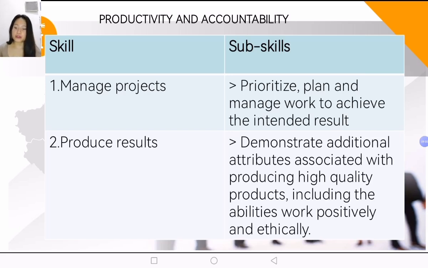Next is to produce results. Producing results means to demonstrate additional attributes associated with producing high quality products, including the abilities to work positively and ethically. So we do not just focus on the lack of resources, but make substitutions if there are lackings. The morality upon us should always be there in producing our results, along with additional information, such as benchmarking from other projects or other finished products.